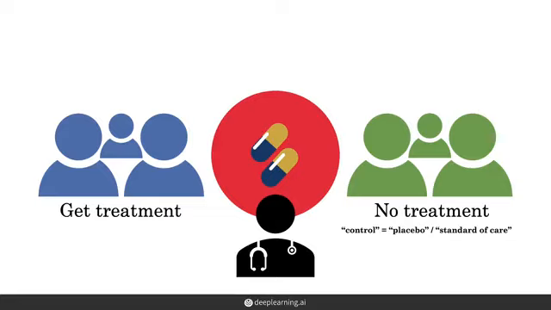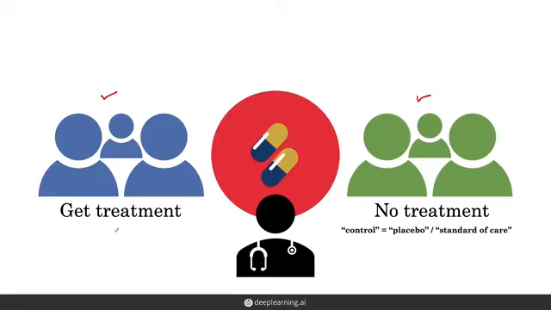So you might suggest that the doctor try out the treatment on a group of patients and not use the treatment on another group of patients. The group of patients on which the doctor uses the treatment is called the treatment arm, and the group on which the doctor does not use the treatment is called the control.